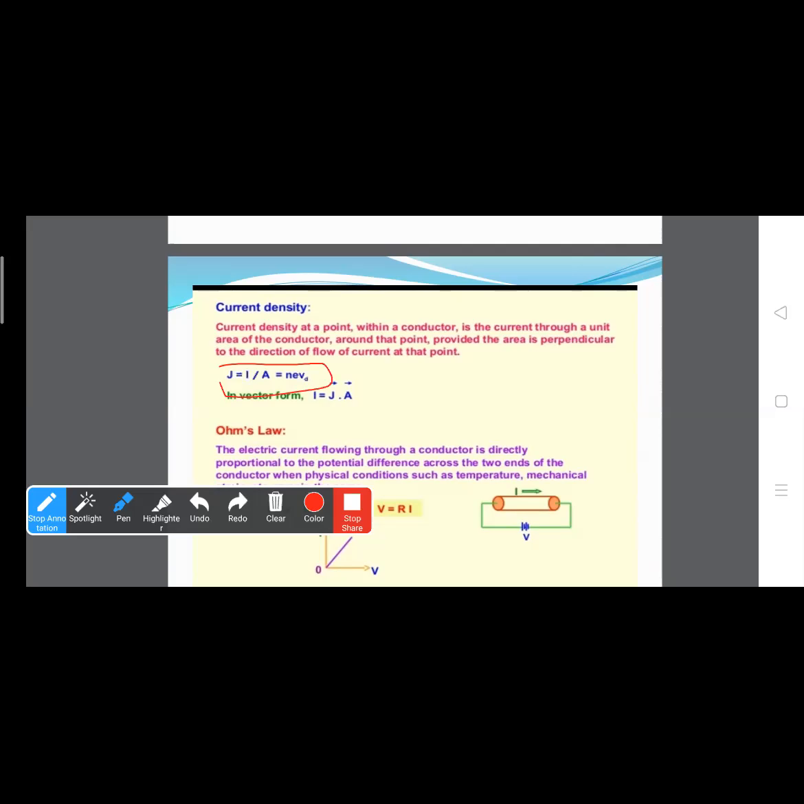Now, next topic, come to the next topic, Ohm's law. What is Ohm's law?